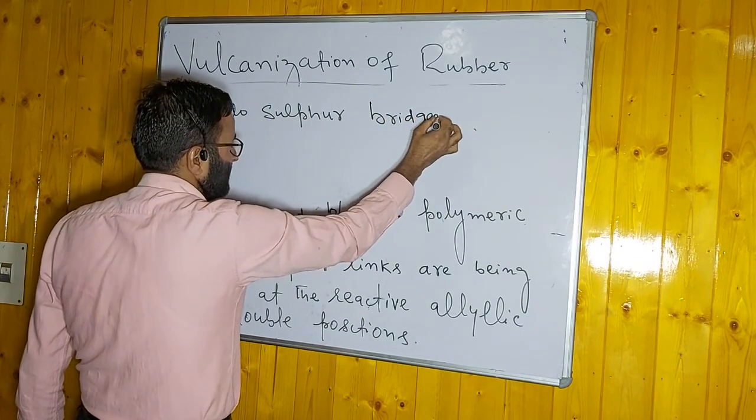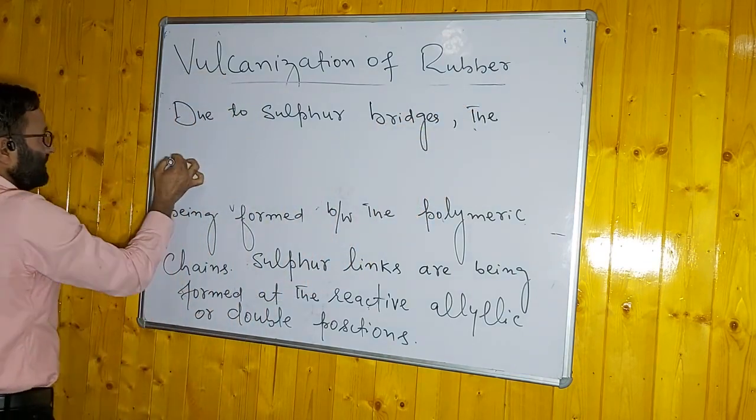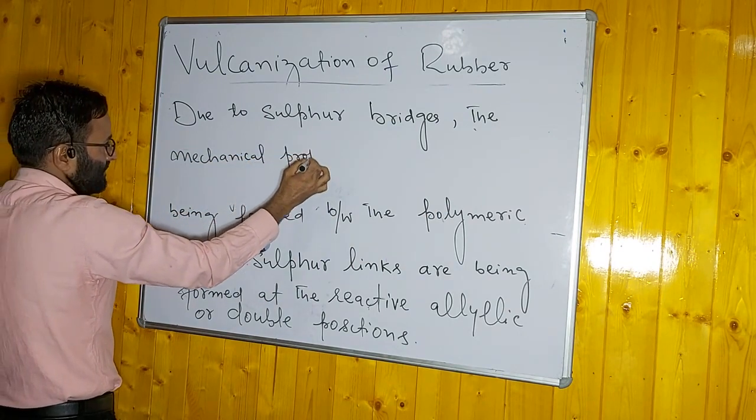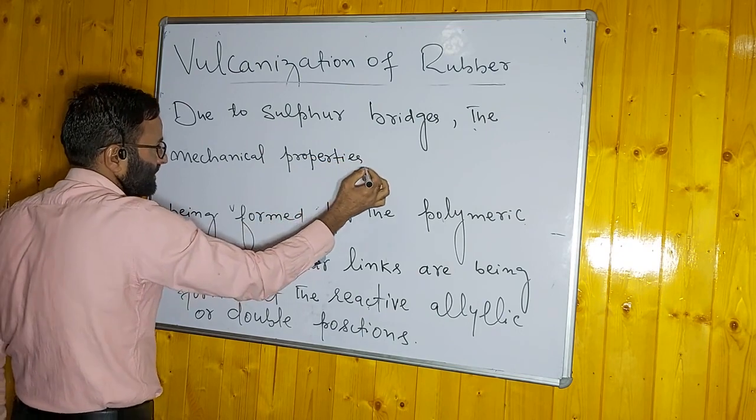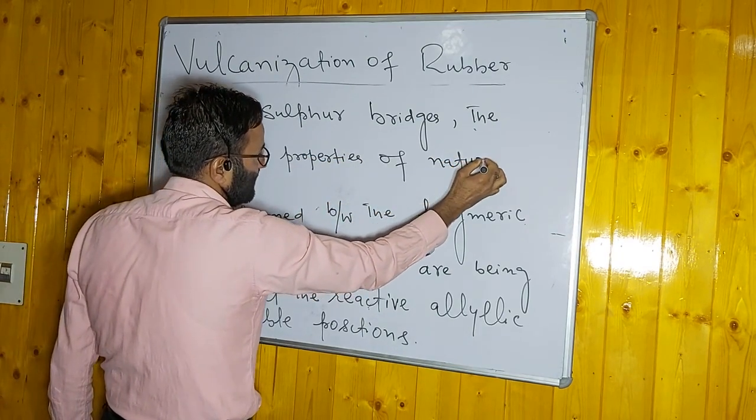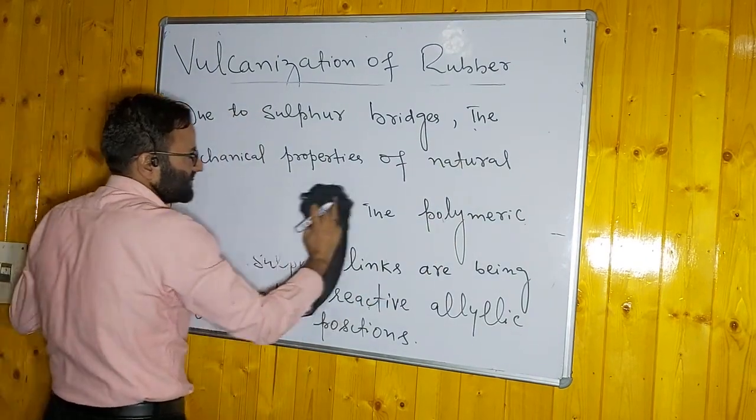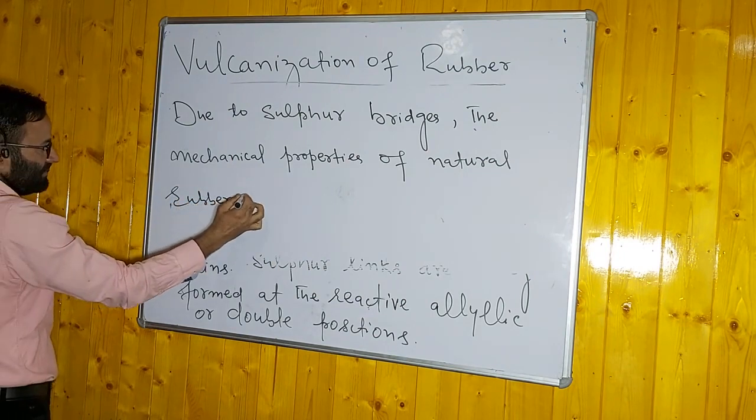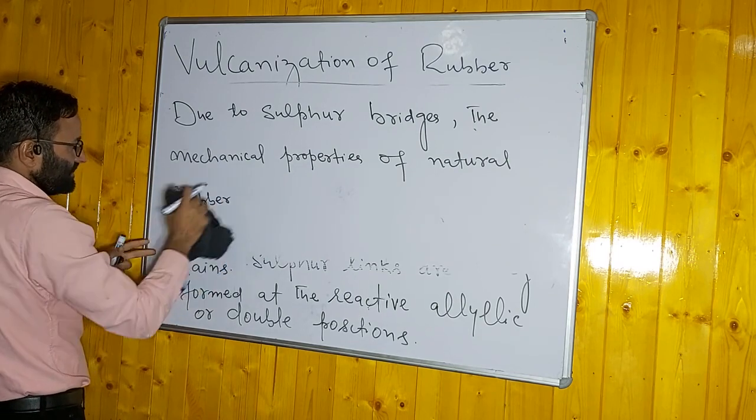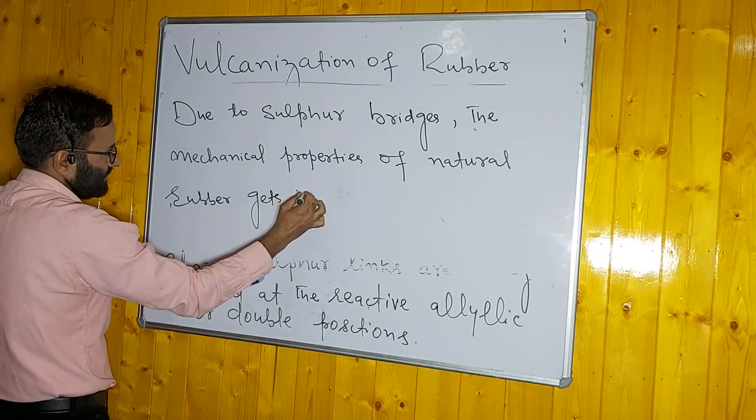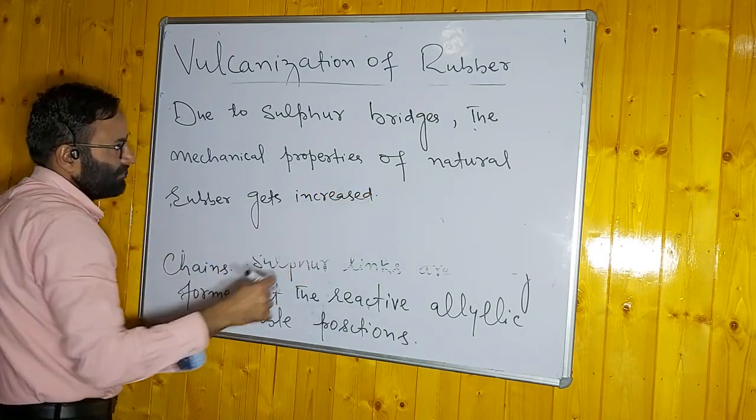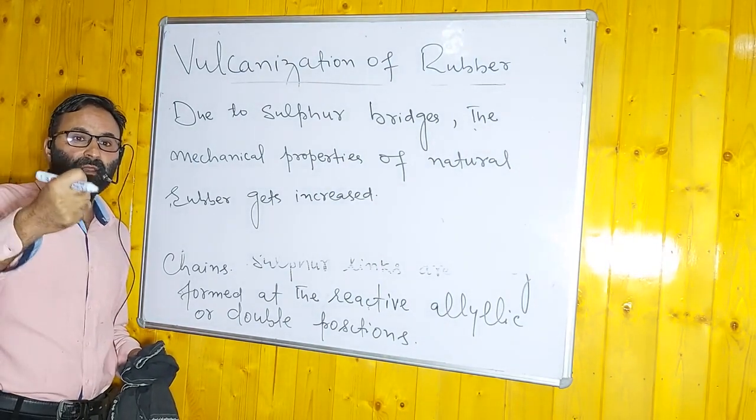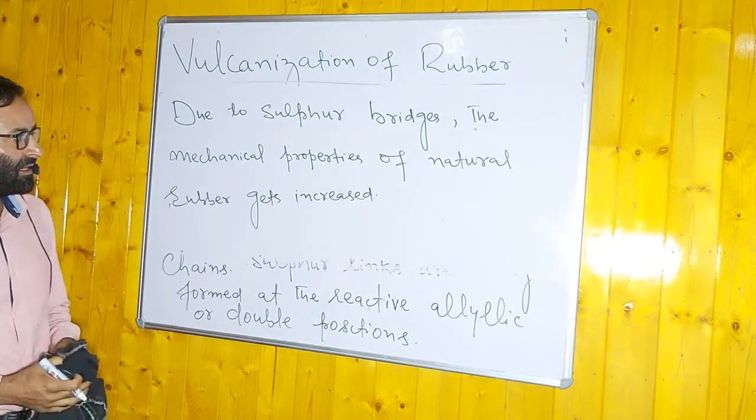Due to sulfur bridges, the mechanical properties of natural rubber get increased. Moreover, what happens? Due to the sulfur bridges, the vulcanized rubber has better, improved properties than the natural rubber. You can also mention it when you bring up vulcanization.